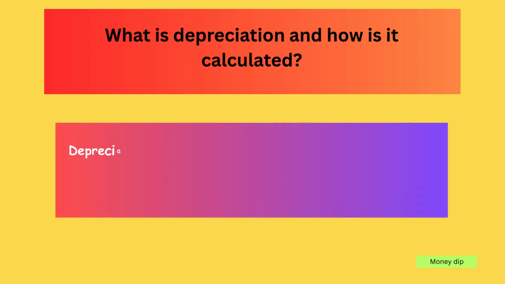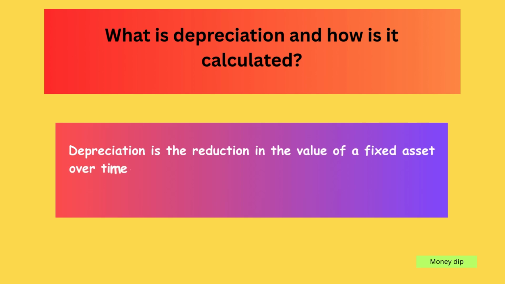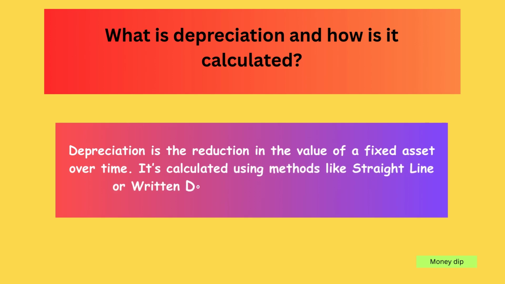What's the difference between capital and revenue expenditure? Answer. Capital expenditure gives long-term benefit, like buying machinery. Revenue expenditure is for day-to-day operations, like salaries or rent.